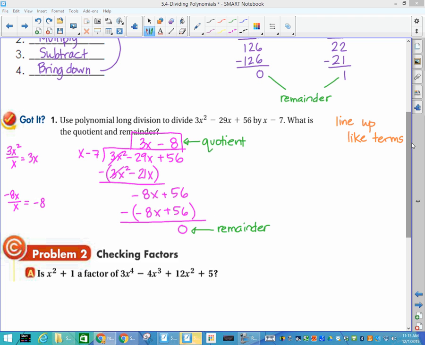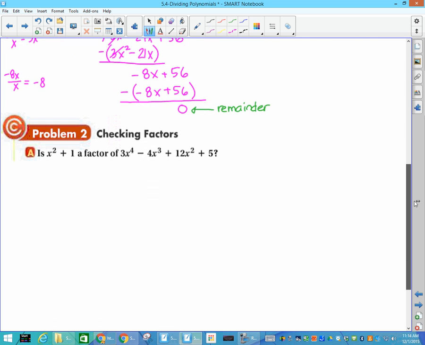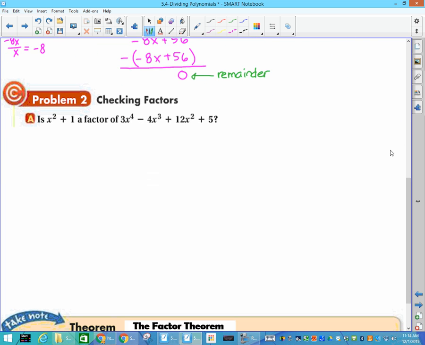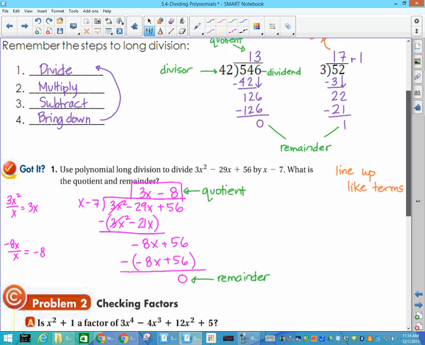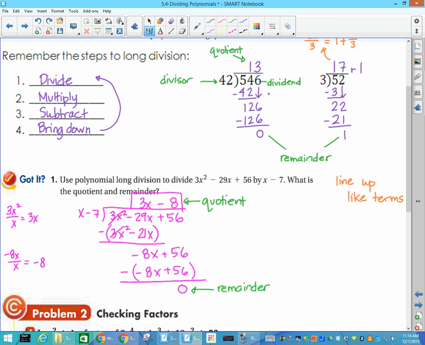All right, let's look at another one. We have x squared plus 1. They're asking us, is x squared plus 1 a factor of this nice polynomial? So, to do this problem, again, I'm going to divide. Because how do I know if something is a factor? We talked about that up here. It's a factor if when I divide it, the remainder is 0.